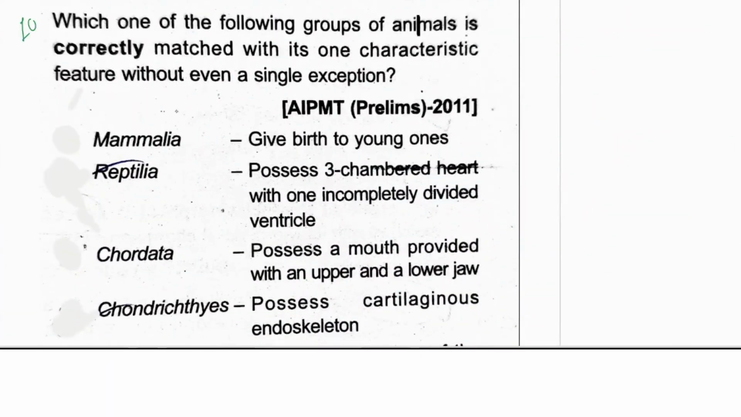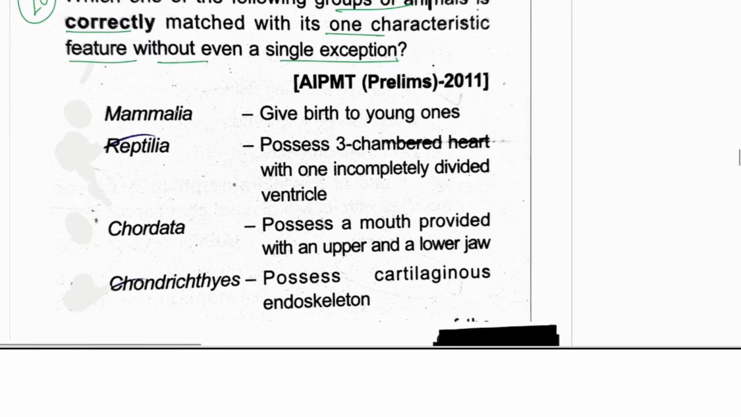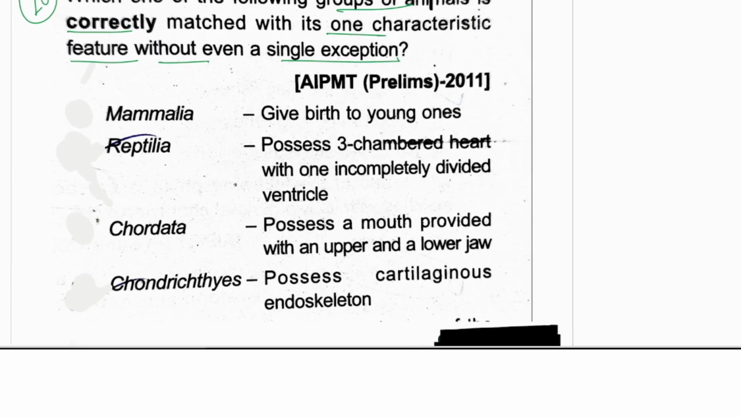Next question is question number 10. Which one of the following groups of animals is correctly matched with its one characteristic feature without even a single exception? Means there should not be even a single exception, whether right or wrong, depending upon the type of statement they are asking. If it is correct, all should be correct. If it is wrong, all should be wrong, not even a single exception.